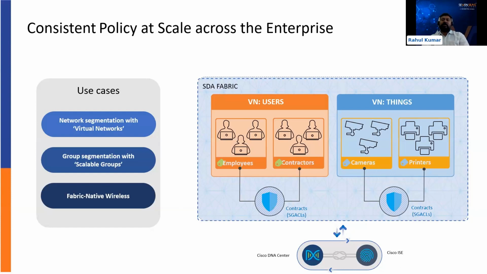Micro segmentation provides more granular group policy control. For example, both employees and contractors can access the printer, but some contractors should not be able to speak with the employees directly, and a printing device should not be able to communicate with other printers. This use case you can achieve using the micro segmentation of SDA. So at a high level, you can have network segmentation with virtual networks, group segmentation with scalable groups, and fabric-native wireless.